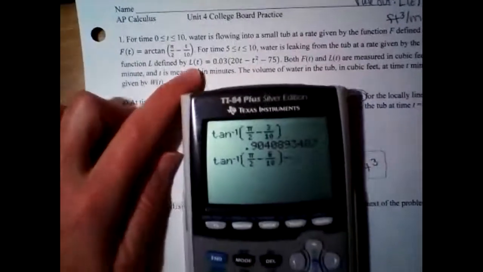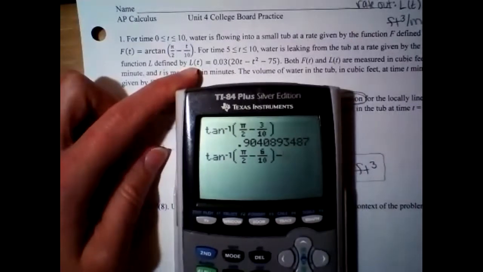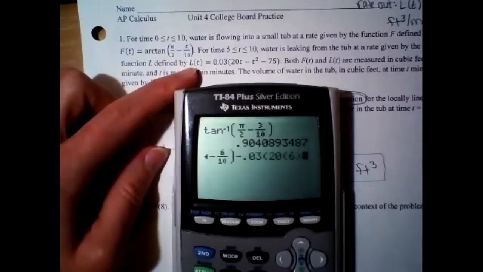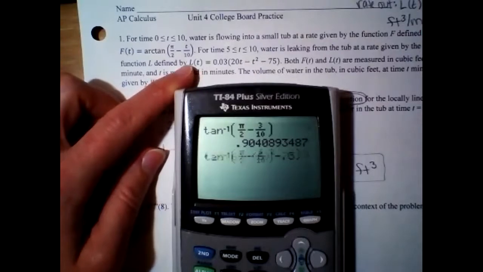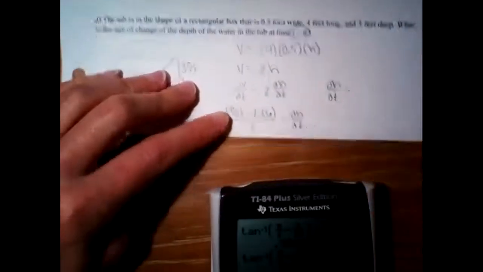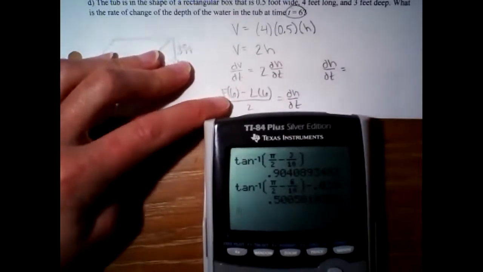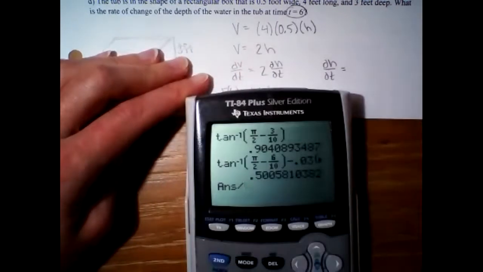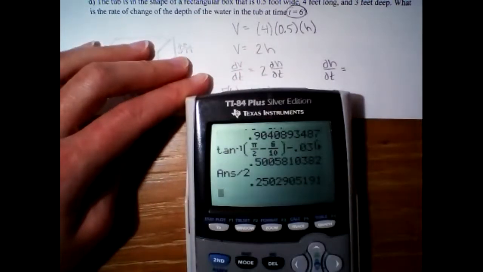Here's L. So this is 0.03, parenthesis, 20 times 6, minus 6 squared, minus 75, close parenthesis. And when I hit enter here, that's going to give me that rate. So that was the f of 6 minus L of 6. And then I just have to divide that by 2 to get my final answer. Again, I just divided that 2 to the other side. So I'm going to hit divided by 2. And that is our final answer.